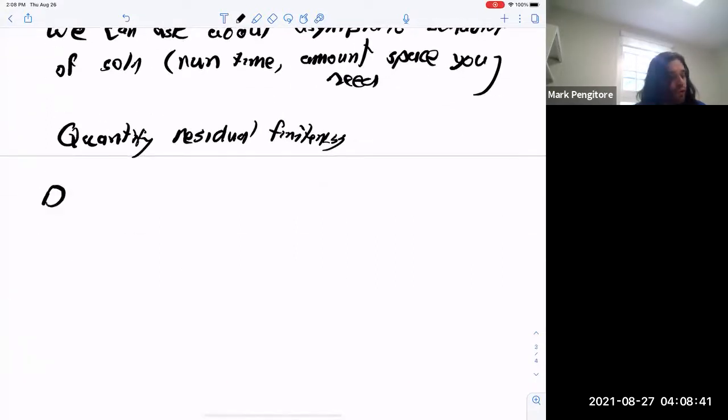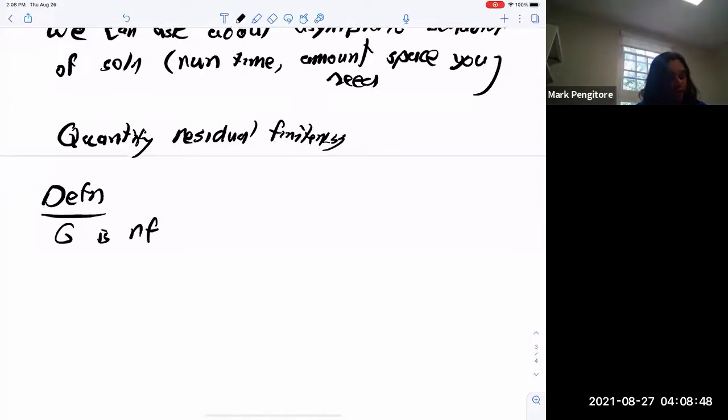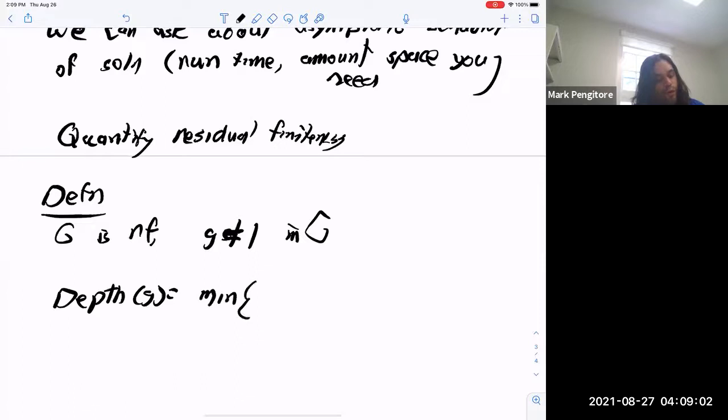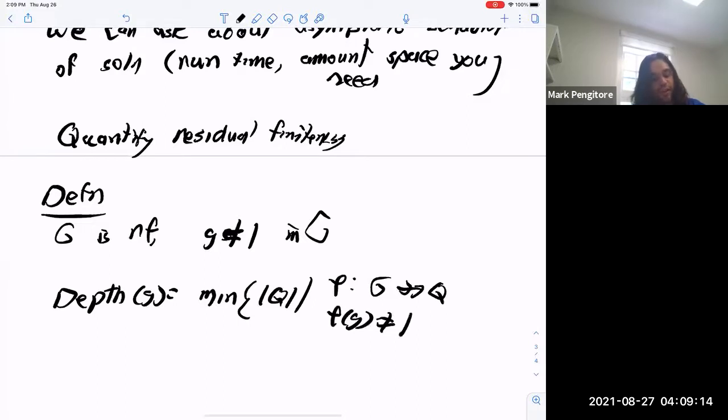Okay, so we have a definition. We're going to assume G is residually finite and it's a group, and we're going to let little g be a non-trivial element. Then the depth function applied to this element is the minimum over all finite groups Q where there is a surjective homomorphism from G to Q, so that the surjective homomorphism sees g.